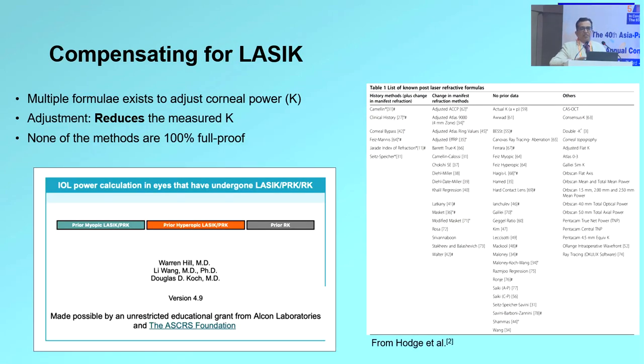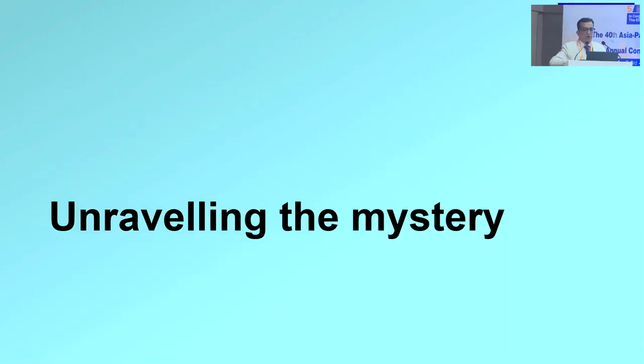There are various IOL formulae for doing the IOL power calculation in cases of laser vision correction. You can see that there are so many formulae and so many techniques, so there is still a lot that we don't know about it. There's a lot of variability, but normally what we currently use is the ASCRS IOL calculator that uses 3 or 4 formulae to come to the accurate power.